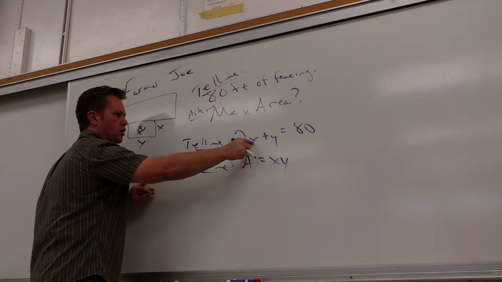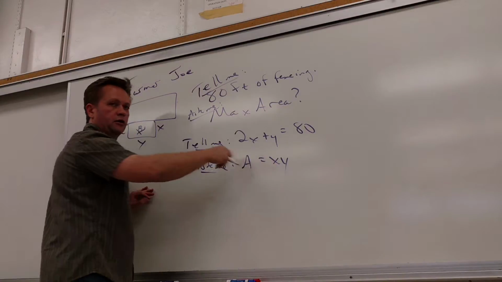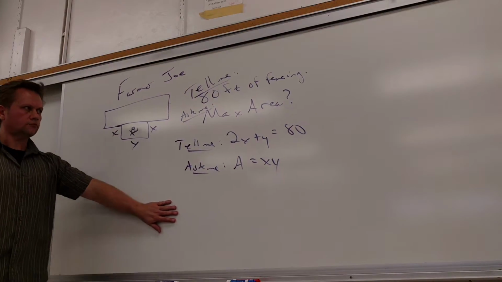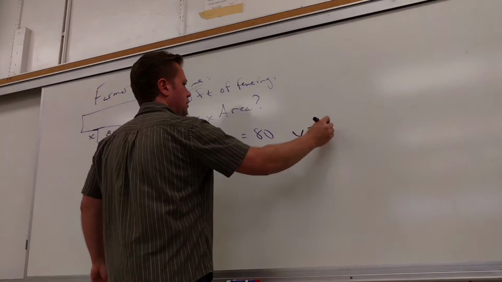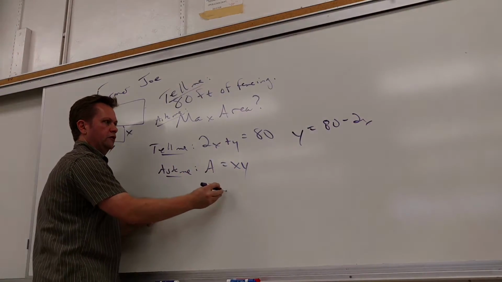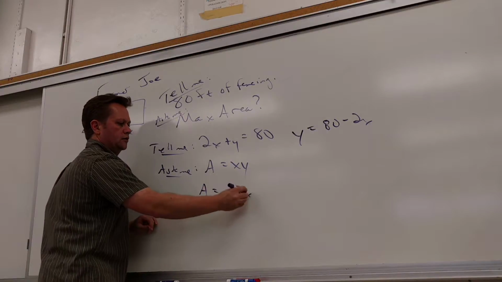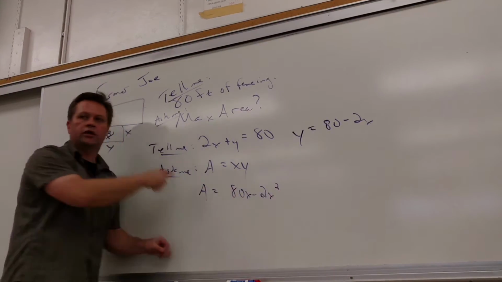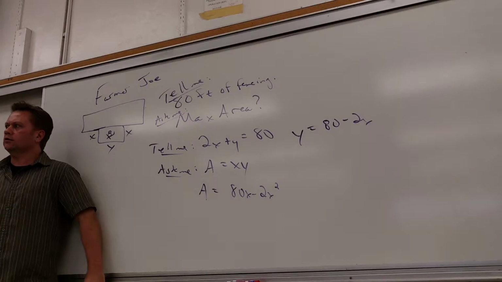So then how can I use what they tell me to help me with what they ask me? I've got too many variables, so y equals 80 minus 2x. And then you plug that in. So now my area function is 80x minus 2x squared. Now here's where they would do the negative b over 2a. What are we going to do with it?